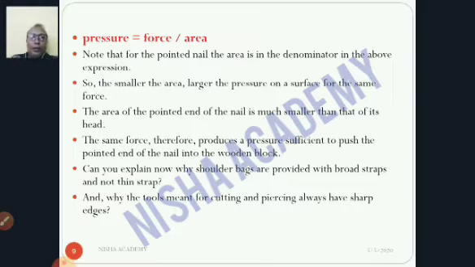Now answer the following question. Can you explain why your shoulder bags are provided with broad straps, not with thin straps?